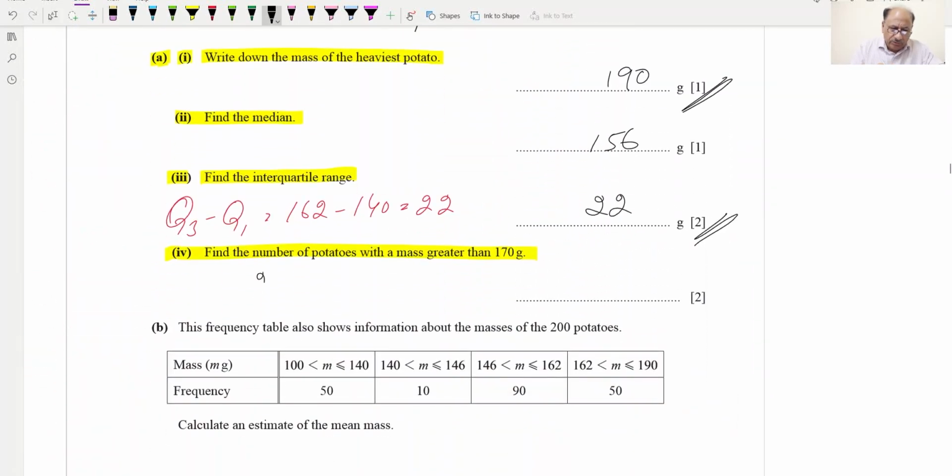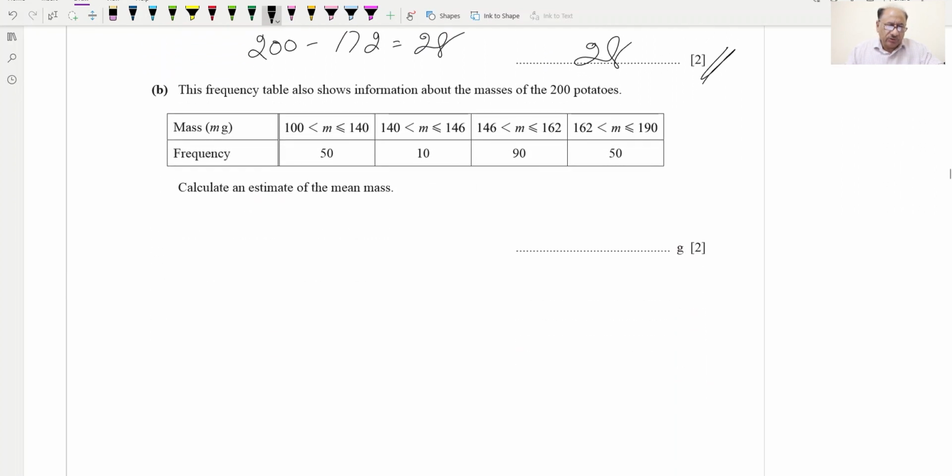So 200 minus 172 will be 28, so we can write 28, and this is a 2-mark question which we are done with. Now the B part: this frequency table also shows information about the masses of the 200 potatoes. Calculate an estimate of the mean. Now this is grouped data.